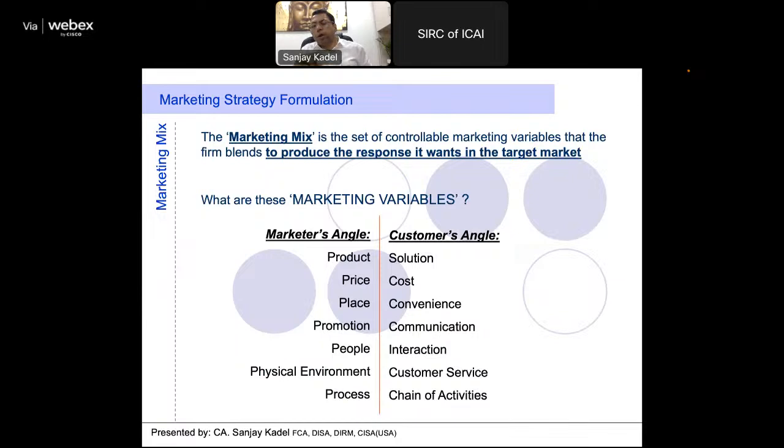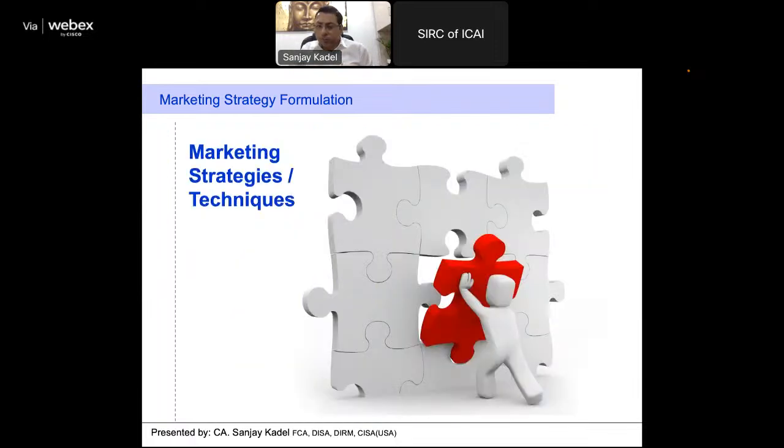So if you are able to fine tune these variables, you will be able to get different marketing results. When you are not able to get a favorable result, you know which components you have to fine tune. So these 7 marketing variables are there.